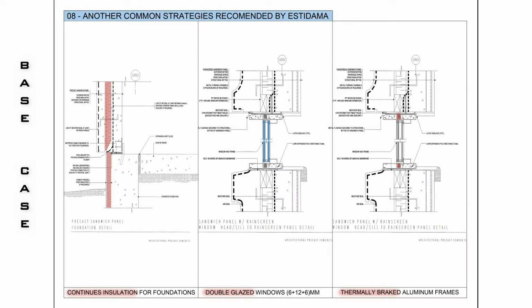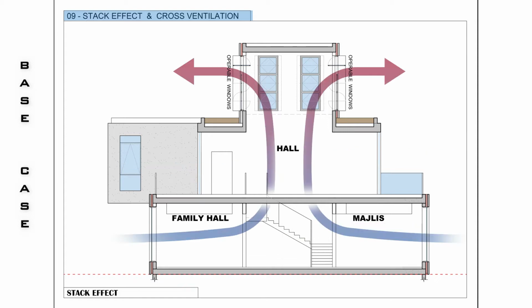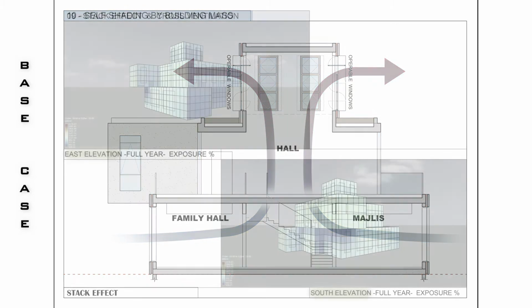Double glazed windows with thermally broken aluminum frames will be applied to the envelope. For the passive design strategies, cross ventilation is applicable, and the wind tower with operable windows allows us to get the benefit of the stack effect.